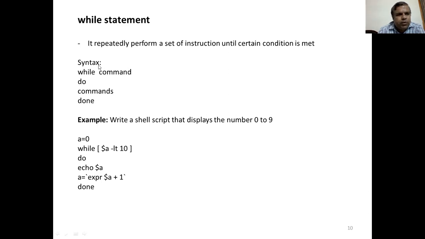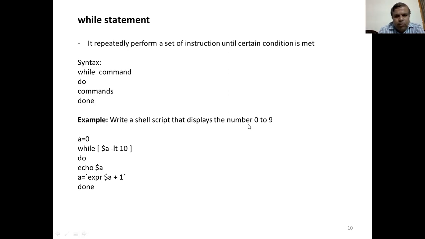Here is the syntax of using the while statement: while is the keyword, followed by the command, then do is the keyword, then commands, then done is the keyword. The commands within do and done are executed until a certain condition is met. Here is an example: write a shell script that displays the numbers 0 to 9. How do you write the program?